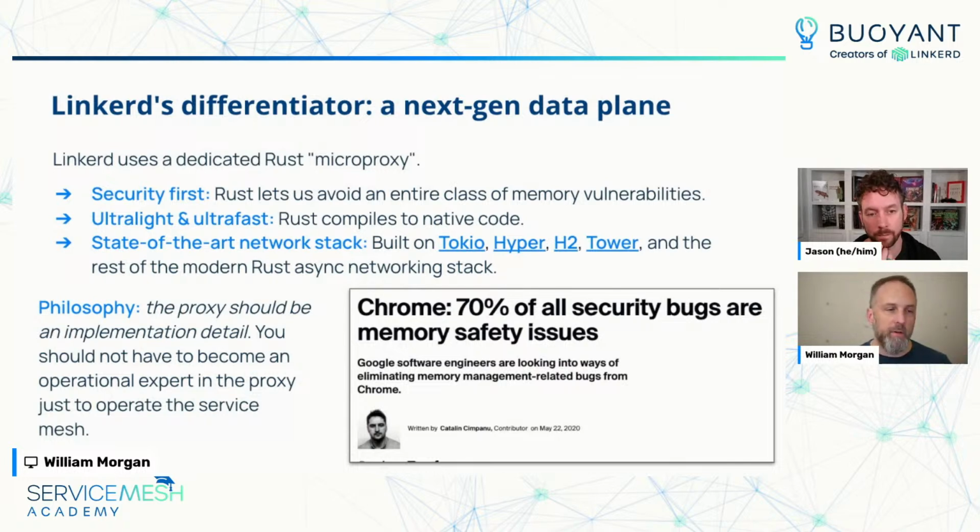So you get all these benefits from being in Rust. And really the biggest benefit in my mind is to you, the user, you don't have to care about this. So I like to talk about it, but you shouldn't actually care. The proxy should be an implementation detail, and that's the thing that really sets Linkerd aside. I found this a really fun article: 70% of all security bugs are memory safety issues. Okay, well, if that's the case, then why are you writing your proxy in a non-secure language?